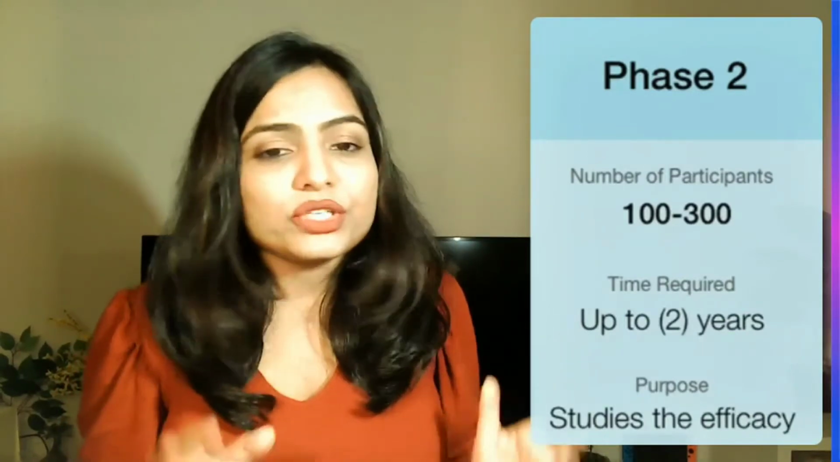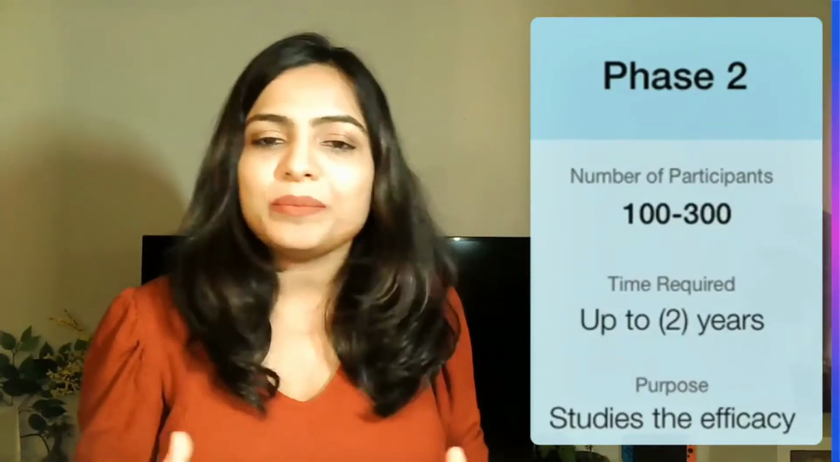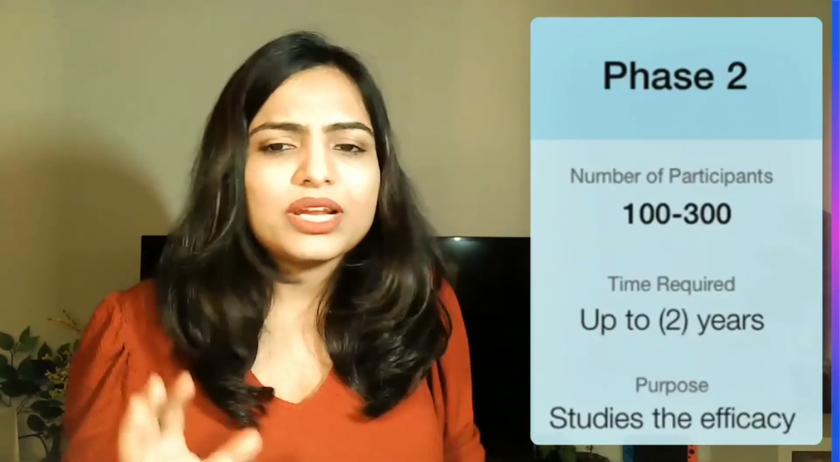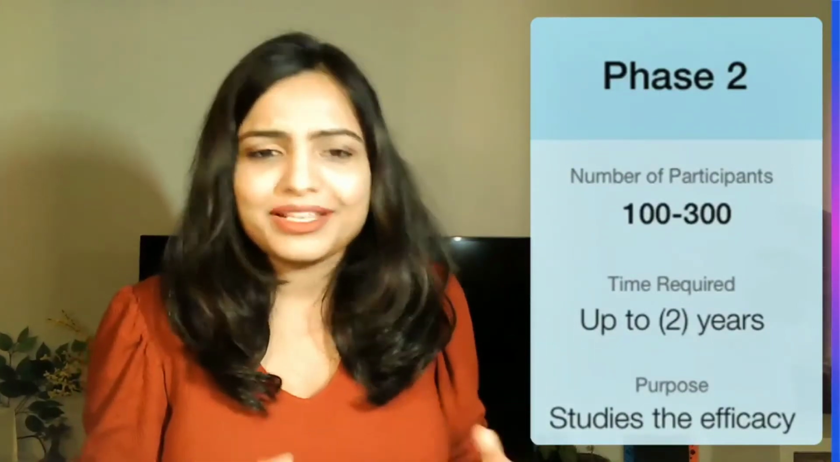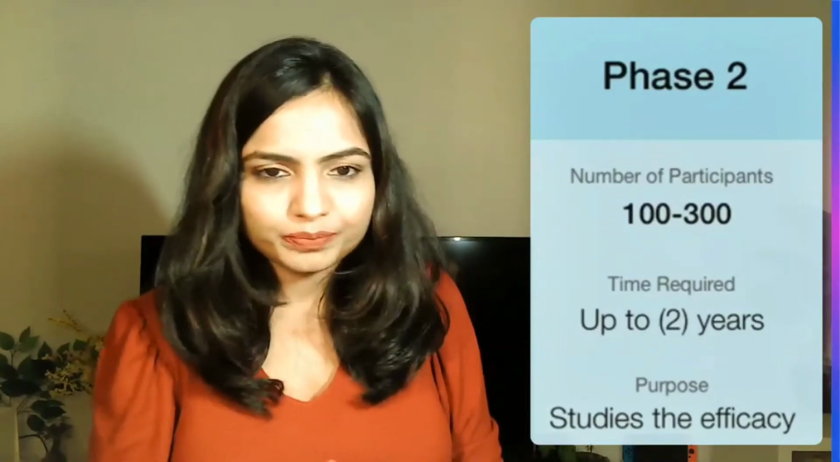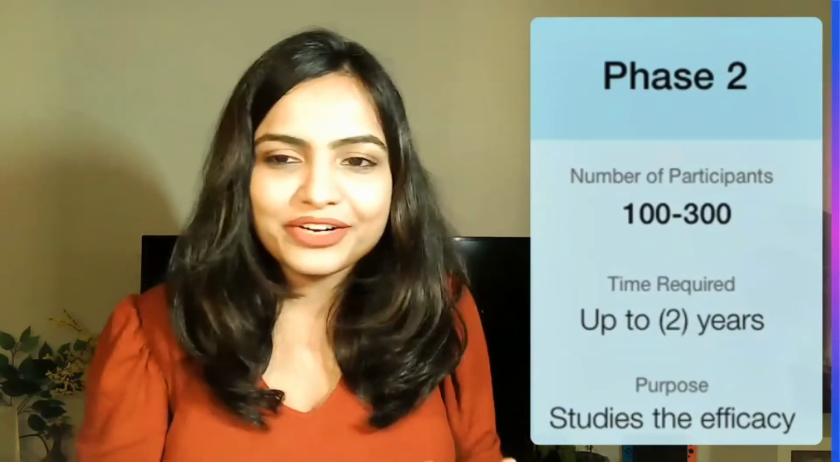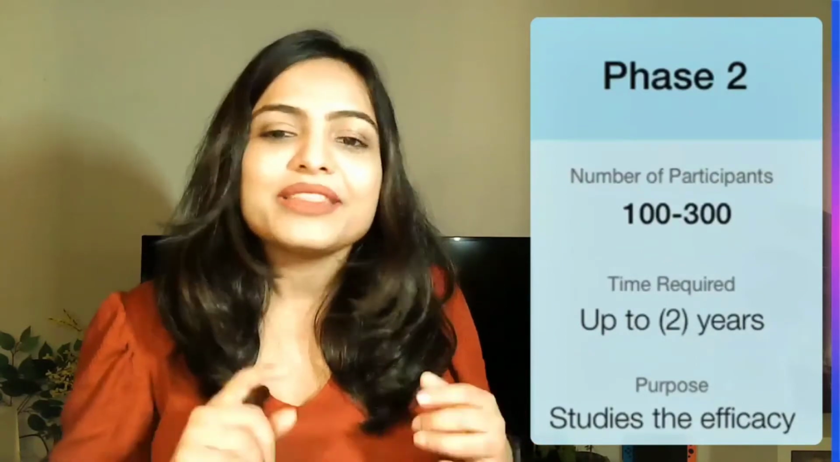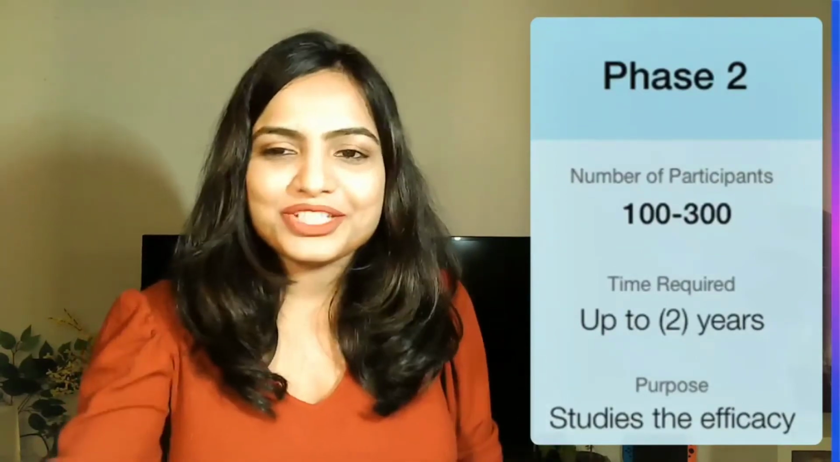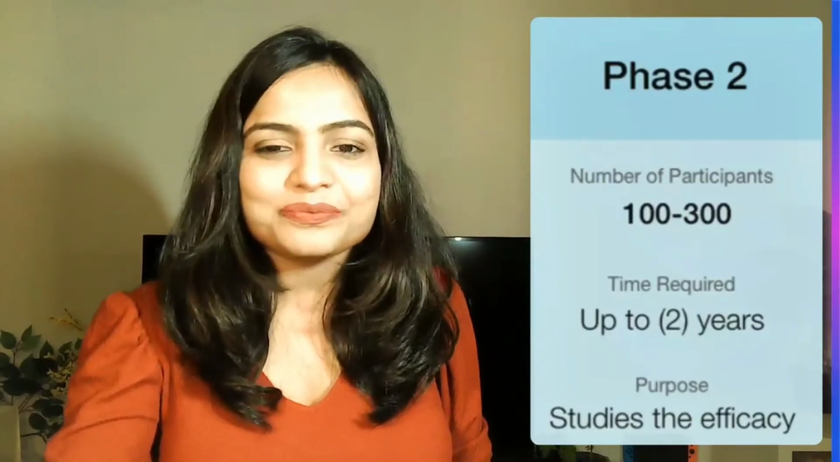So now the next question which will be coming to your mind, how many patients are we selecting? So the number is more than phase 1, it's around 100 to 300 people. Once our questions are answered in this phase, and if the drug is recognized to be effective, then we'll move to the next phase, which is phase 3.